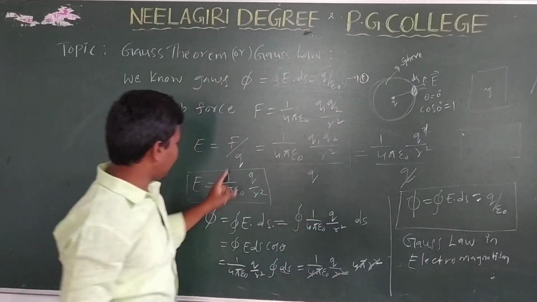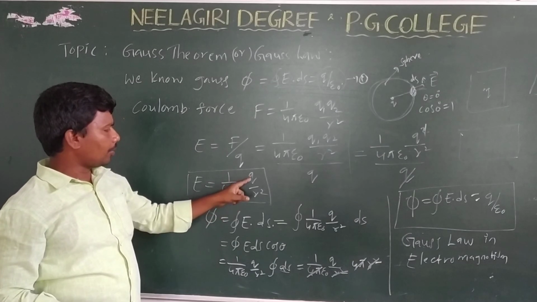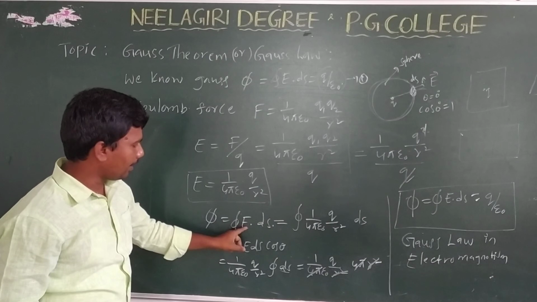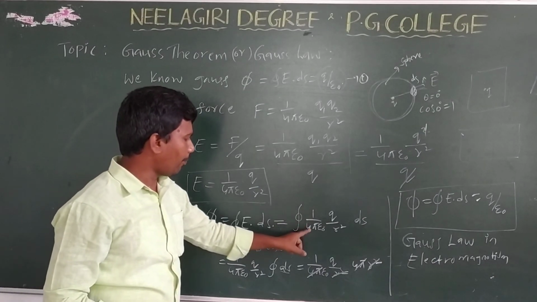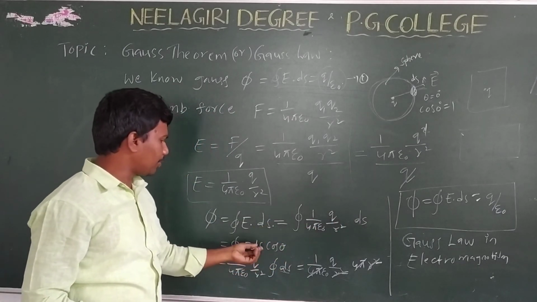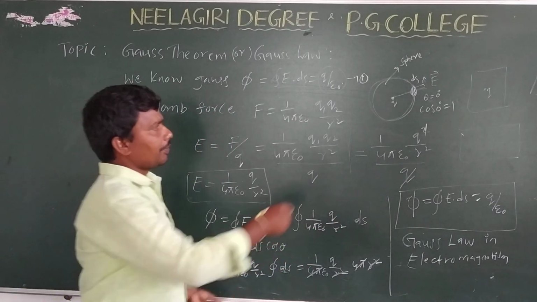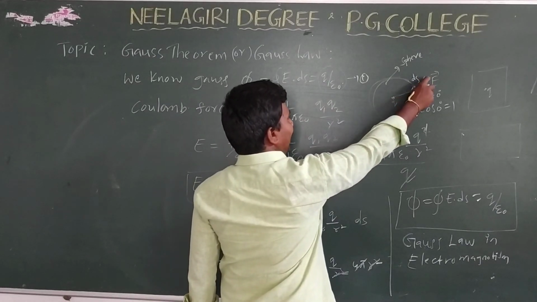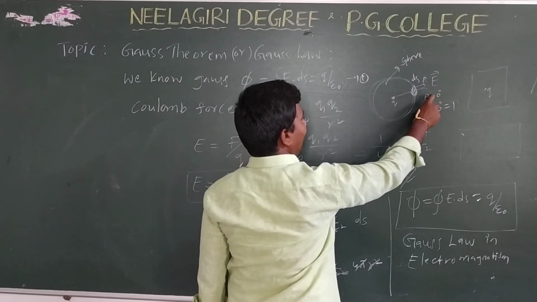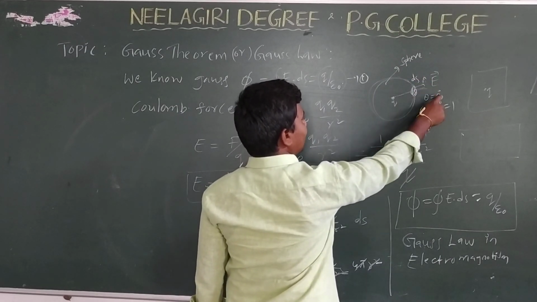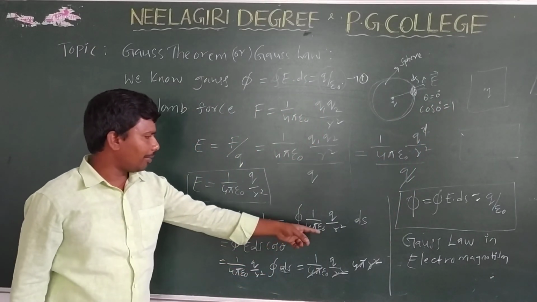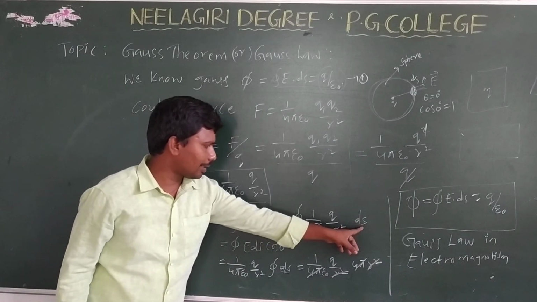What is the E value here? 1 by 4 pi epsilon naught q by r square. So I write here the closed surface integral E dot ds, with the E value 1 by 4 pi epsilon naught q by r square. When I remove the dot, we can write cos theta. From the diagram, the unit vector n and the field E are both in the same direction, both parallel. The angle between n and E is 0 degrees. Cos 0 is 1, so we write 1 here. We take the E value and the ds as common.